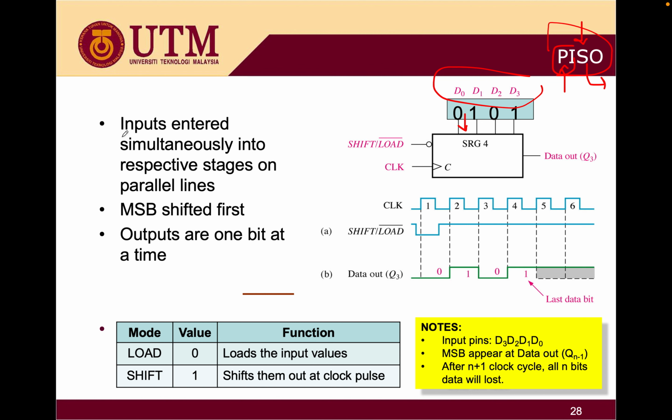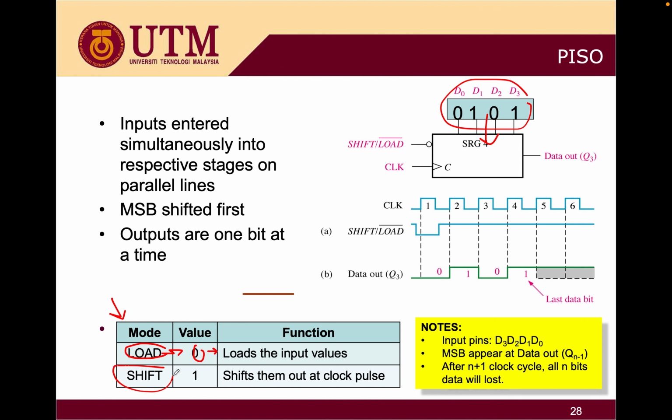Okay, so you can see inputs enter simultaneously into their respective stages on the parallel lines, and the MSB is shifted first. Output is 1 bit at a time, depending on your clocks. There is a table that you need to remember. If your load value is 0, it's going to load the input value. So all of these values will be fed into your SR when load is equal to 0.